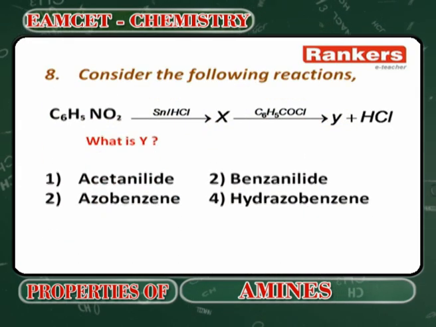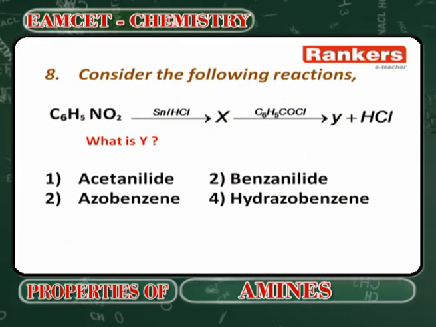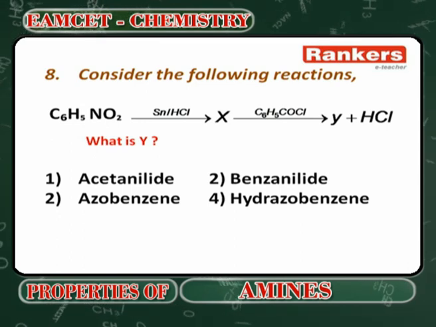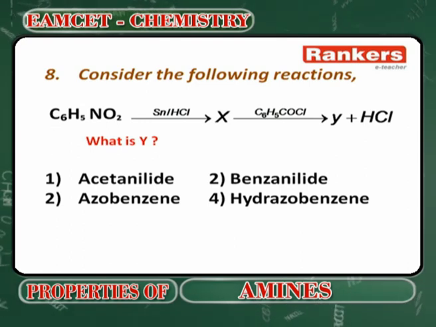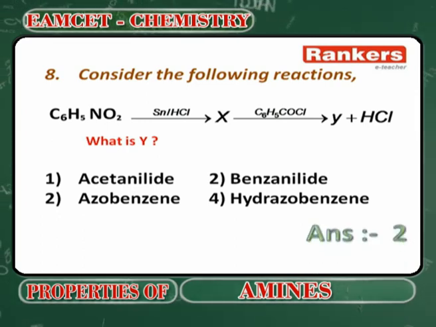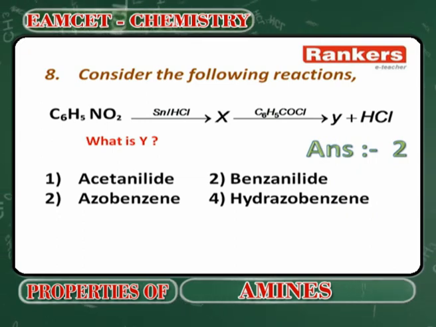Right. 8th question. Consider the following reaction. Nitrobenzene with tin HCl, which is an acidic medium. Zinc HCl or tin HCl will give aniline. Aniline with benzoyl chloride undergoes benzoylation, which will give benzanilide. Benzanilide is nothing but the second answer.